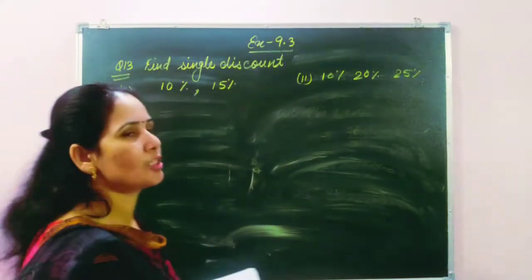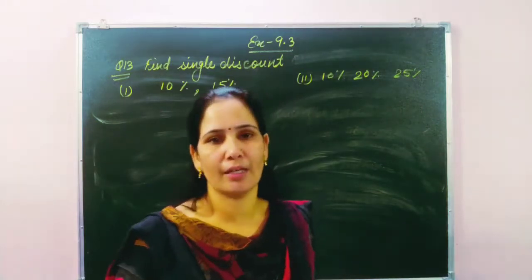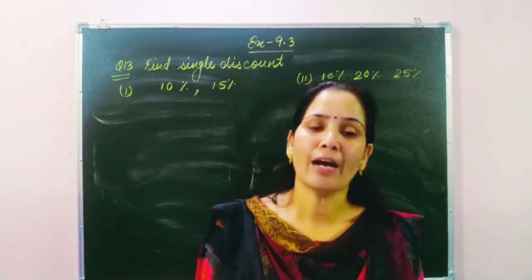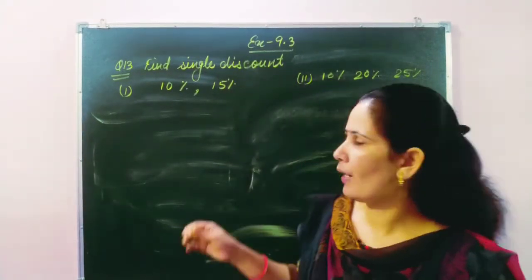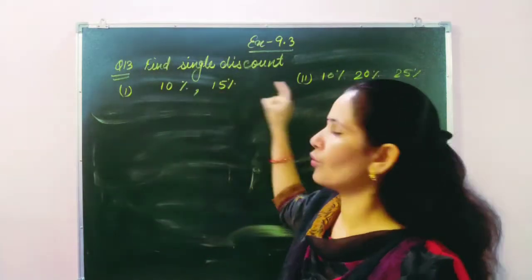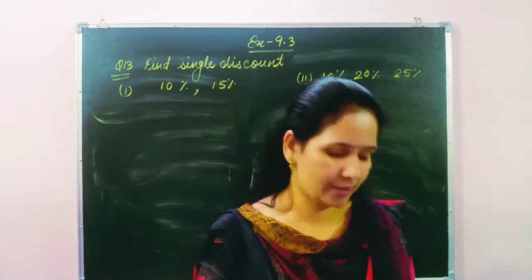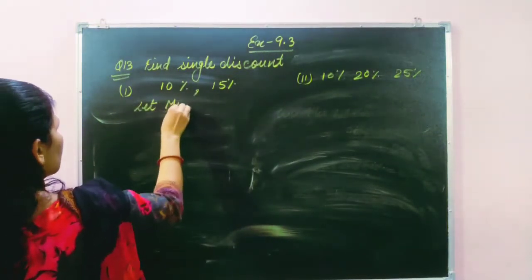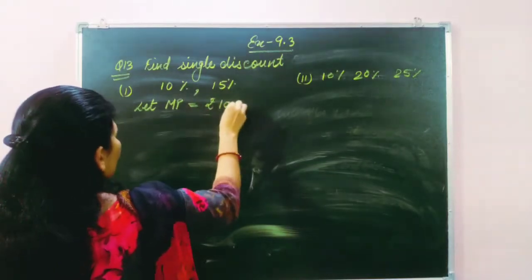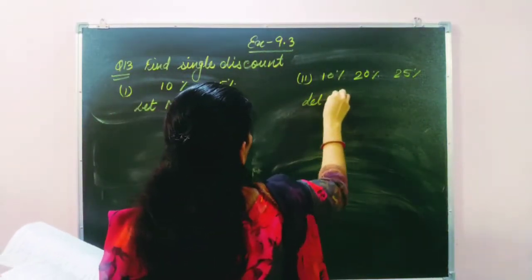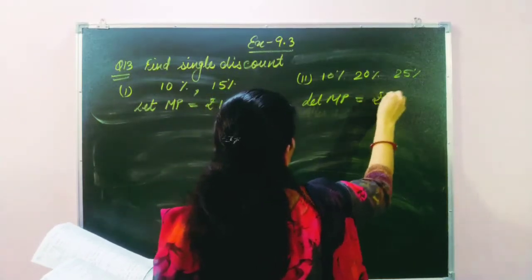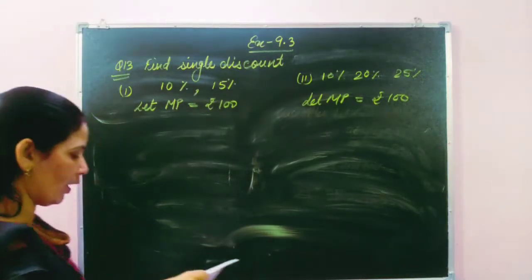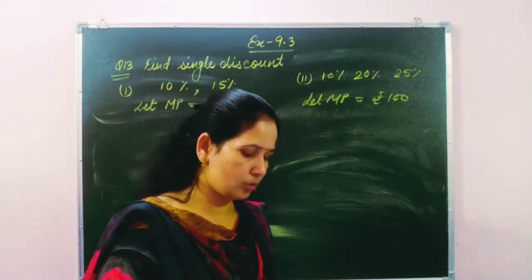Students, they have not given us mark price, cost price, selling price, nothing. Only they have given the discount percentages, and by using these discount percentages, we have to find out a single discount applied over the mark price instead of these 2 or 3 discounts. So how we will solve this one? Let's see. First of all, in both cases, you assume the mark price is rupees 100. Same here, let the mark price be rupees 100, MP is rupees 100. So students, first we calculate the discounts one by one, and then after we solve this one. So how? Let's see.